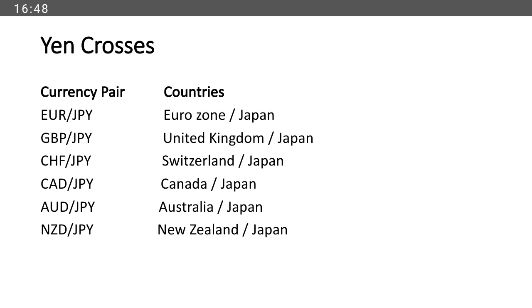Then CHF, JPY. CHF is spent in Switzerland, and Japan. CAD, JPY. That's Canada and Japan. Australian dollar, Japanese yen. That's Australia and Japan. New Zealand, Japanese yen. That's New Zealand and Japan. These are yen crosses. They are minor crosses. So they are minor currency pairs.